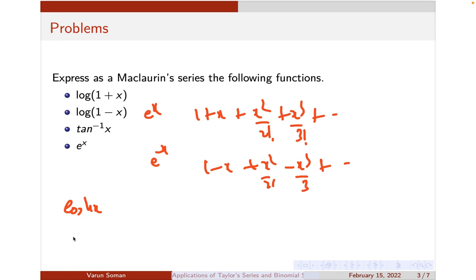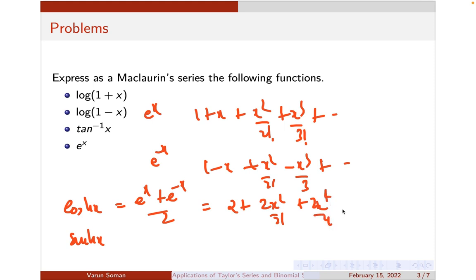cos hx and sin hx, the hyperbolic functions. Cos hx, you know the formula is e raised to x plus e raised to minus x, by 2. So if you just add these two, you will be getting the expansion of cos hx. So when you add them, what will happen? The odd powers will get cancelled out. So you will be getting 2 plus 2x square by 2 factorial plus 2x raised to 4 by 4 factorial plus etc. Okay, so there's a factor of 1 by 2 also.